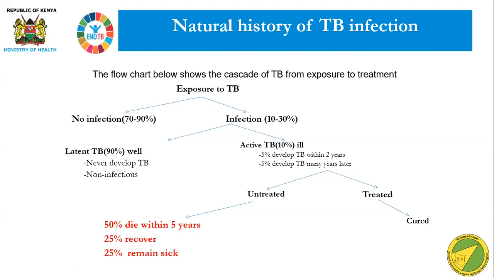and therefore they continue transmitting TB. And this is the population that we need to actually find in the community. These 25% that neither die nor recover are the ones that pose all the risk of exposure to TB in the population.